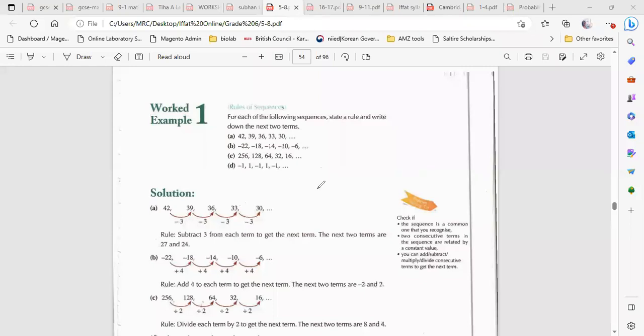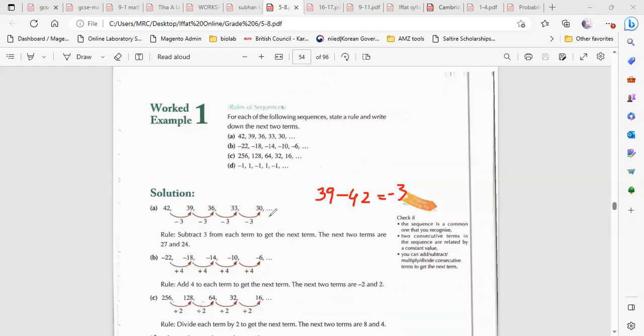So here we can say 39 minus 42. What is the result? It is minus 3. Every time you subtract 3, you will get the next term. So 42 minus 3, you get 39. 39 minus 3, you get 36. 36 minus 3, you get 33. 33 minus 3, you get 30.